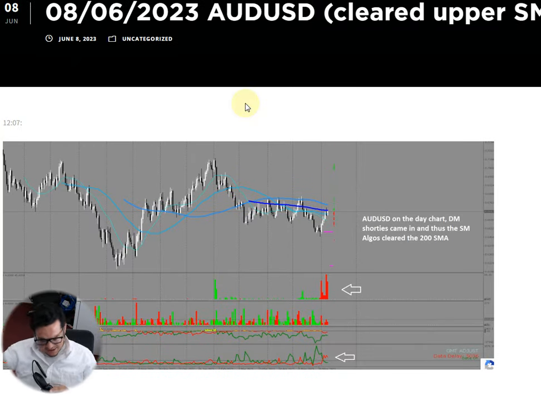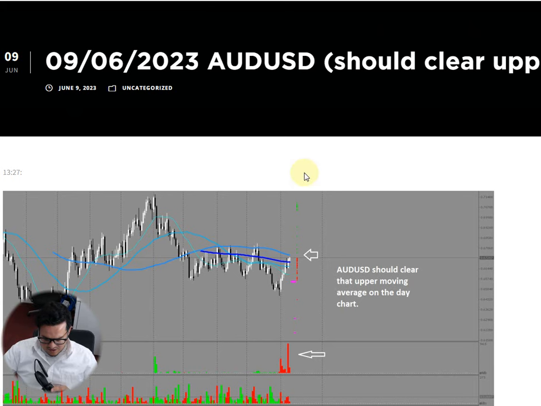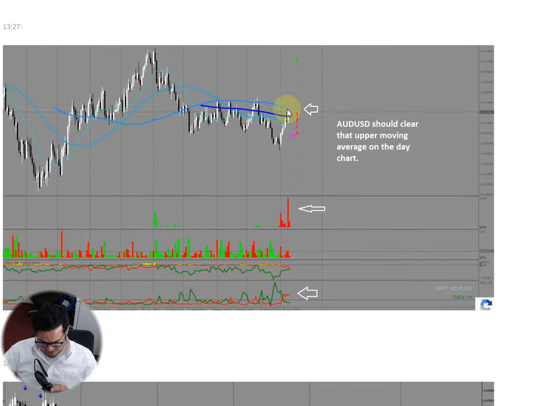So here you can see on the higher time frame, we have shorties, we have some kind of squeeze going on, and we also have these moving averages on the day charts as a nice target. Okay, so this combination is good. You see, boom. This moving average got cleared on the 9th, and now it's moving towards the next moving average on the day chart to go up against the shorties.